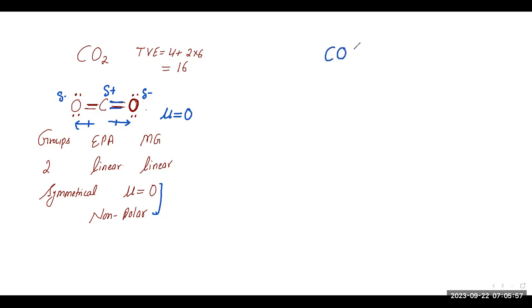COS. Central atom. Yes, children. Central atom: carbon. Skeleton. Total valence electrons: 4 plus 6 plus 6. Check the periodic table. 16. Anyone has any problem in the valence electrons? Complete the octet of oxygen, most electronegative. You know that is very happy with a double bond, right?